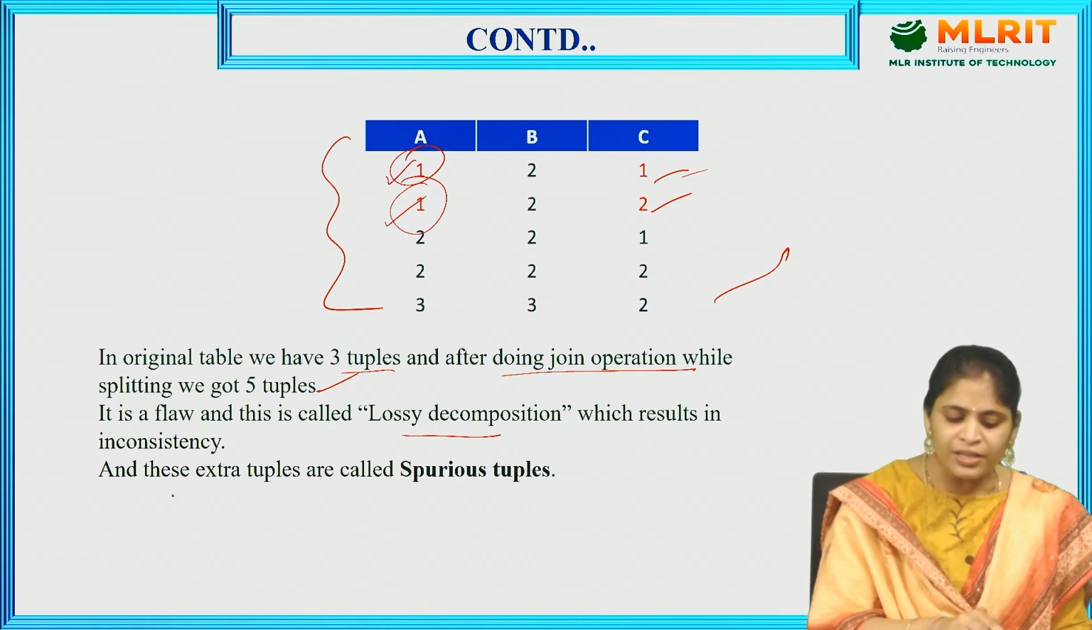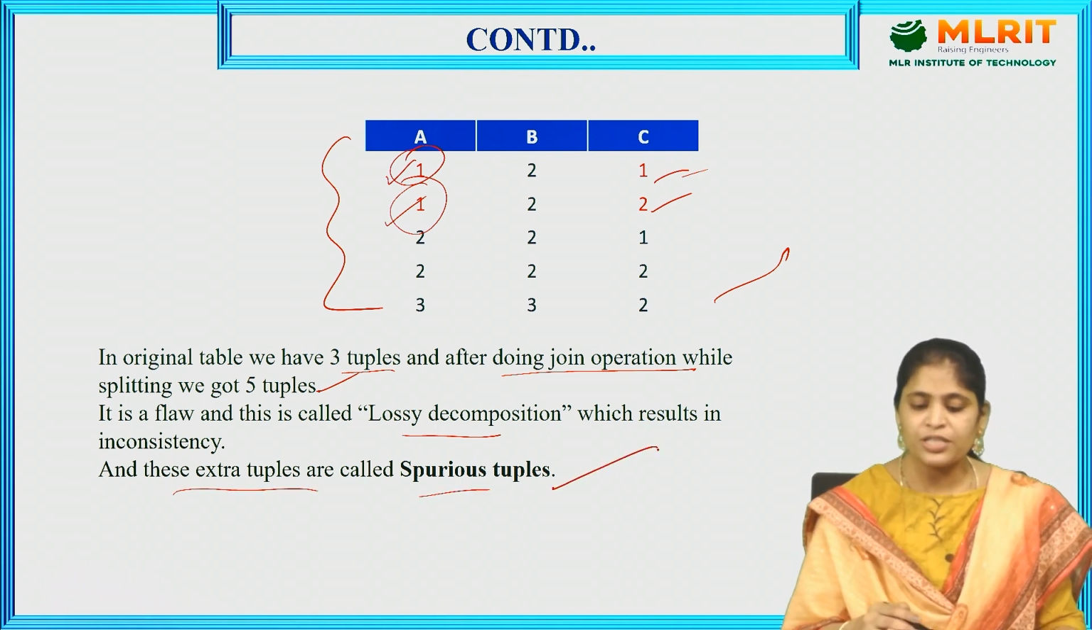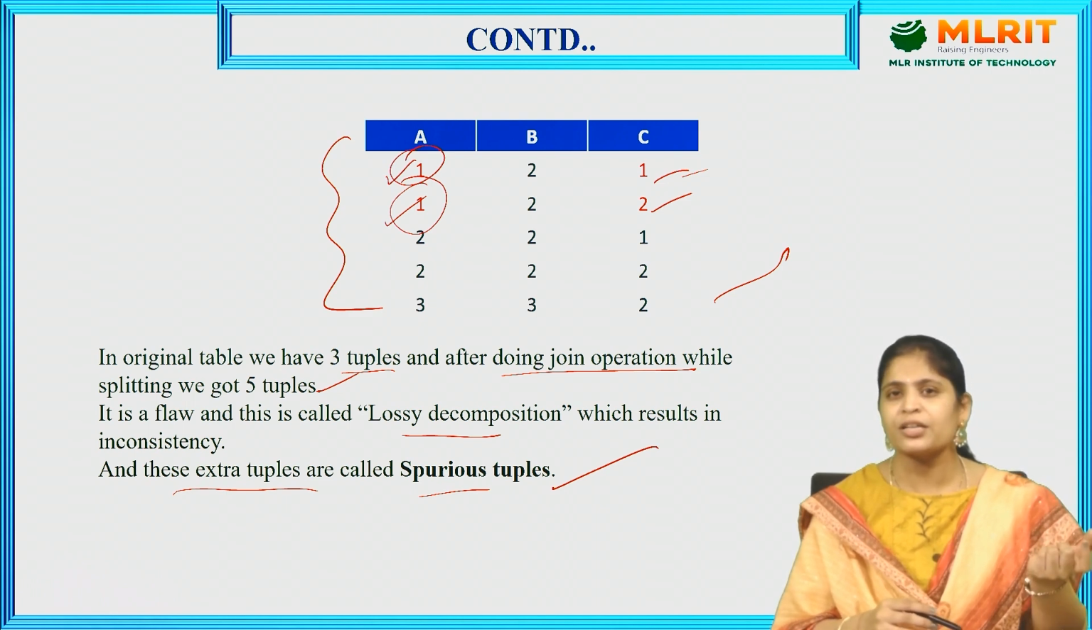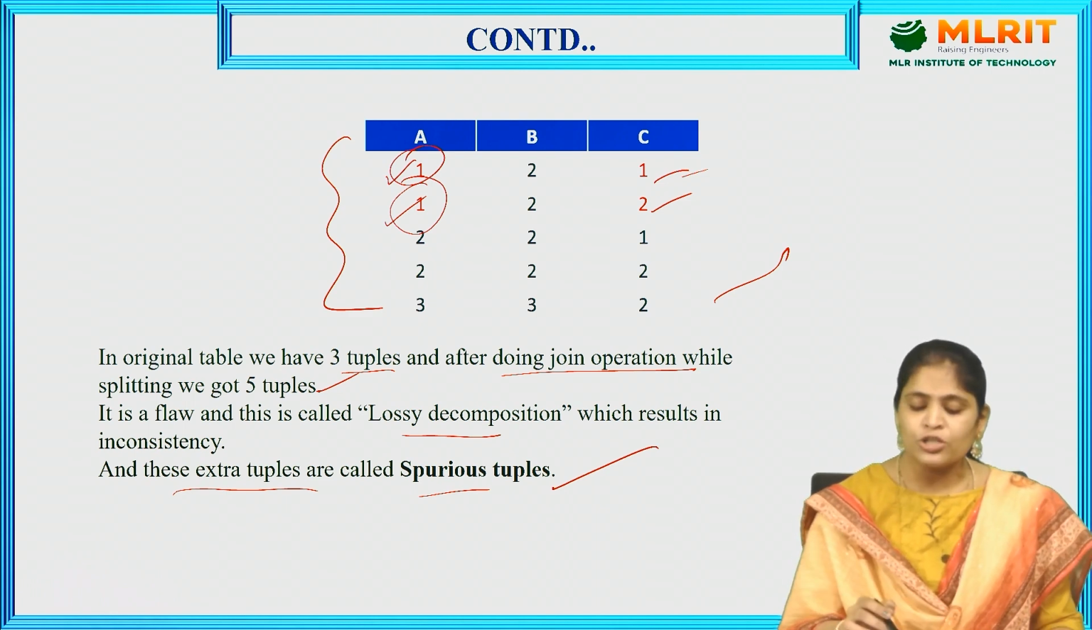And these extra tuples are called what? Spurious tuples. In the original table, we have 3. We got 2 extra tuples. And those extra, unnecessary tuples are called spurious tuples.